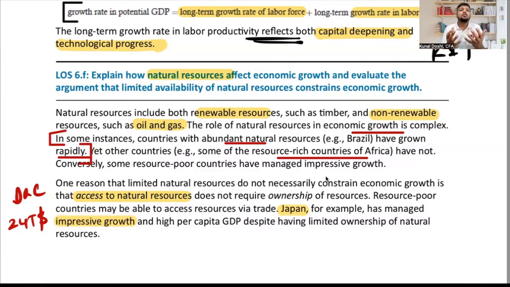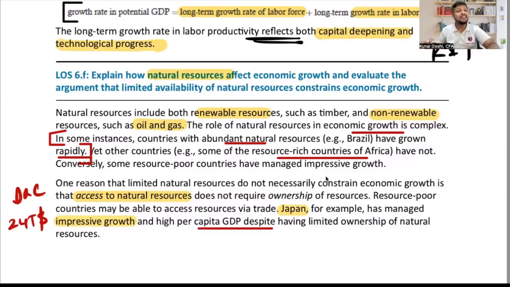Even countries who do not have natural resources grow because they have tactically had access to them. In fact, Japan is on the opposite side of natural benefit. They have a huge amount of natural disadvantage with tsunamis and earthquakes. Still, they have thrived. So it's not always that natural resources benefit, but of course, having natural resources will boost your economic growth. So Japan has managed to have high per capita GDP even though they do not have enough ownership of natural resources.